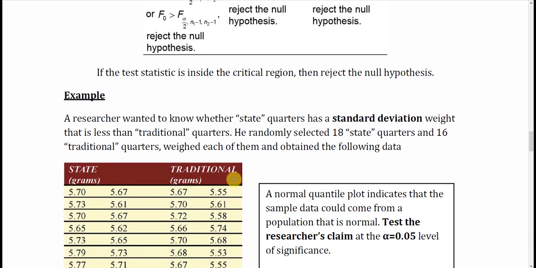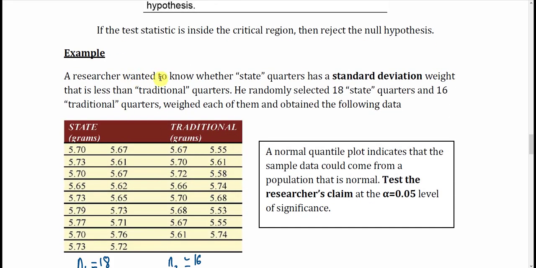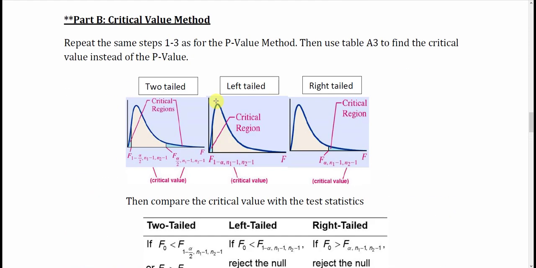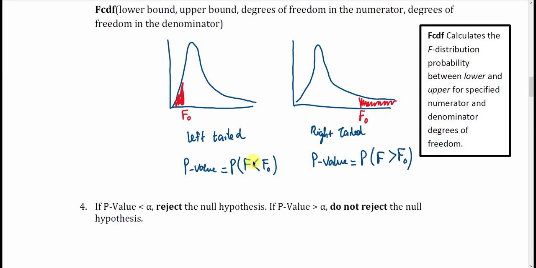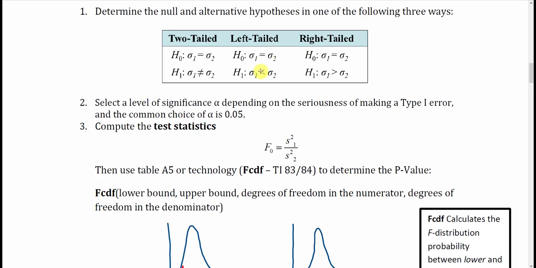Okay, let's consider this example. A researcher wanted to know whether the state quarter has a standard deviation of weight that is less than the traditional quarter. Less than is the claim. Less than means the left tail.